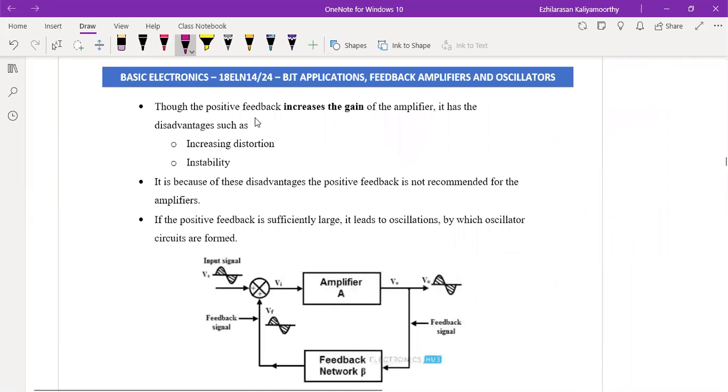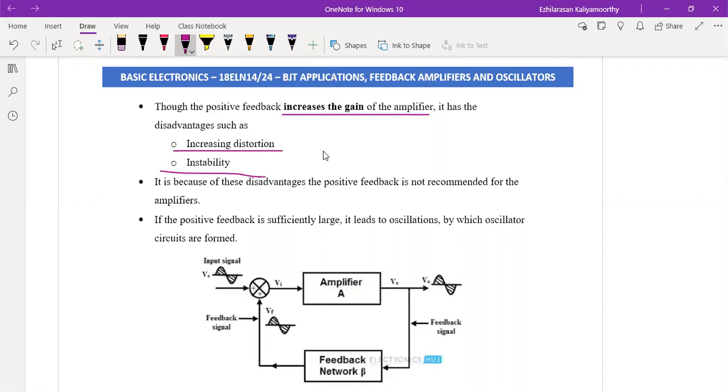Though positive feedback increases the gain of the amplifier, as we said, the positive feedback circuit is used to design oscillators, not amplifiers. Even though positive feedback increases the gain of the amplifier, there are some disadvantages also. The disadvantages are that it increases the distortion, and second, it causes instability. These are both very important disadvantages of the positive feedback amplifier.